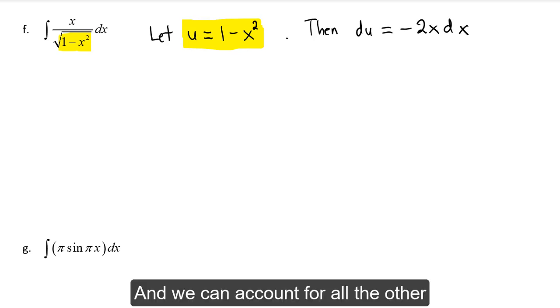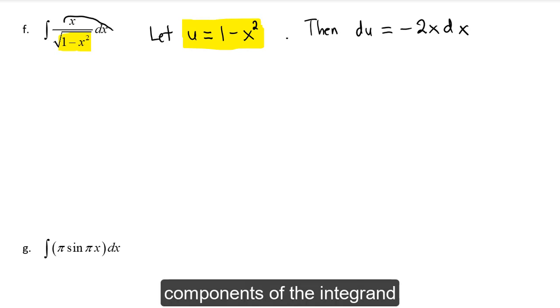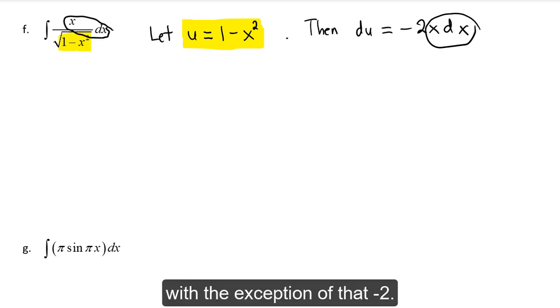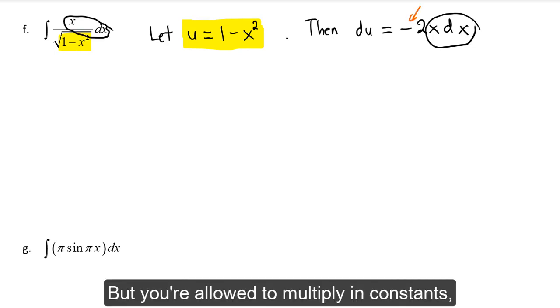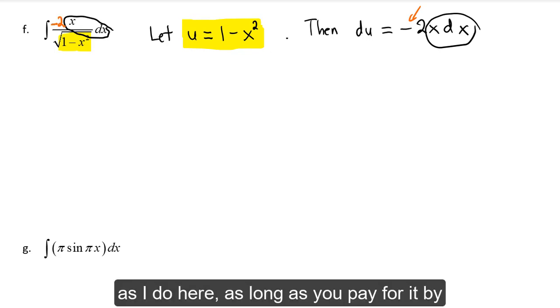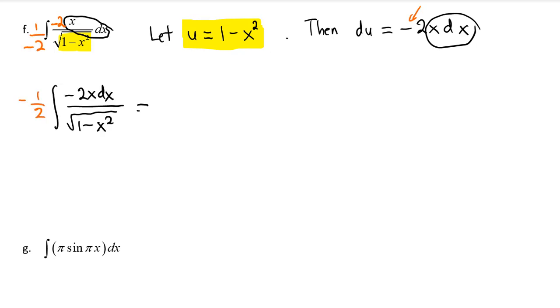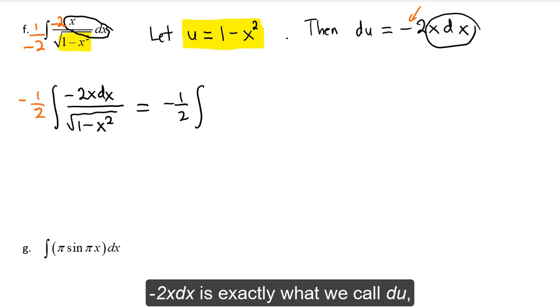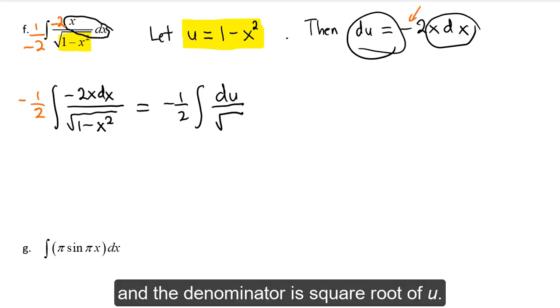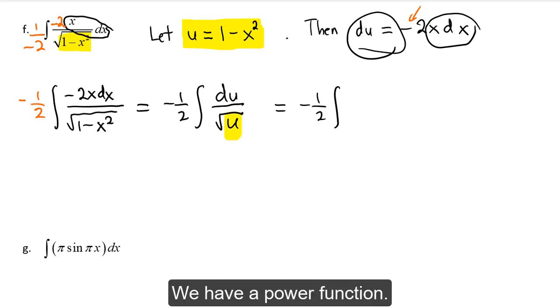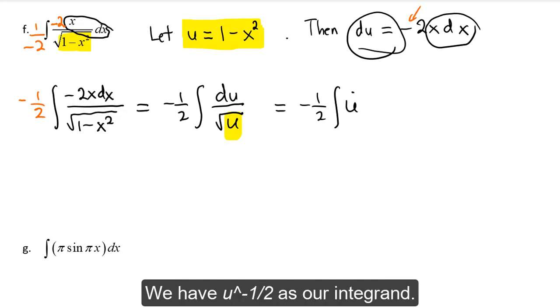And we can account for all the other components of the integrand, with the exception of that -2. But you're allowed to multiply in constants, as I do here, as long as you pay for it by multiplying by its reciprocal. -2x dx is exactly what we call du, and the denominator is the square root of u. We have a power function. We have u to the -1/2 power as our integrand.